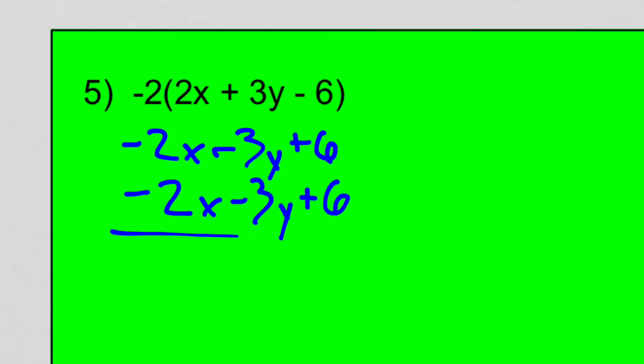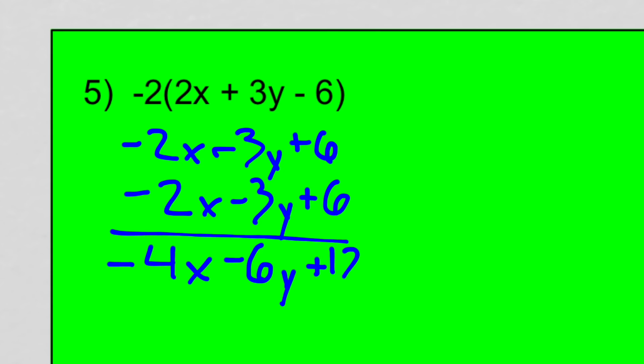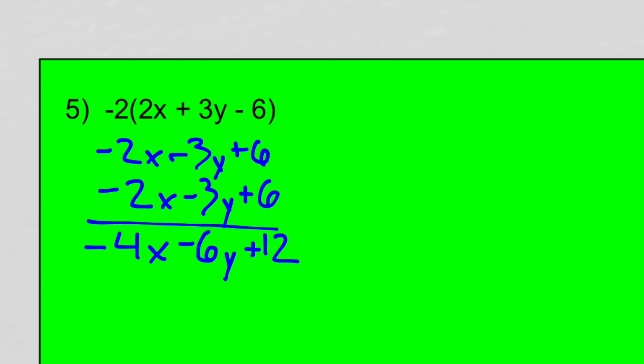Now we total that up. Negative 4x. These two make negative 6y. And these two make positive 12. So that's the simplified version of that expression, making the parentheses go away.